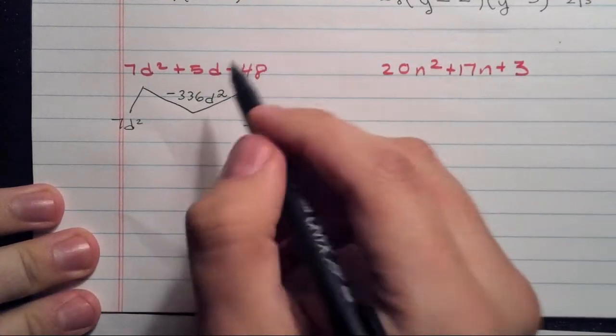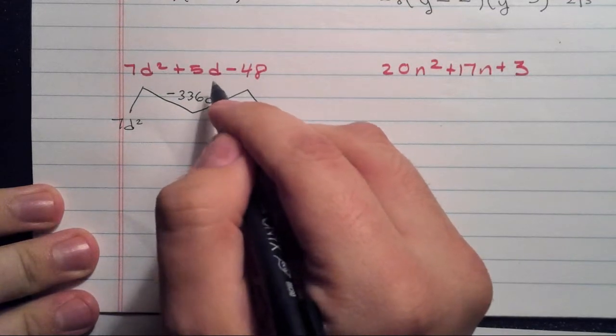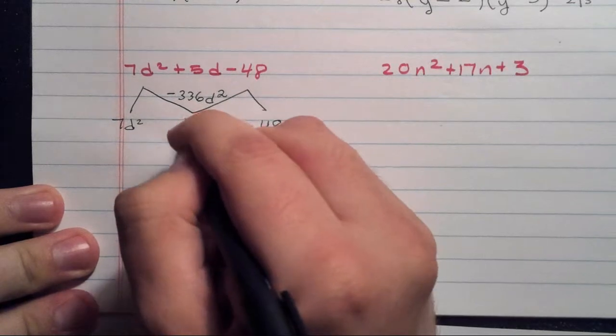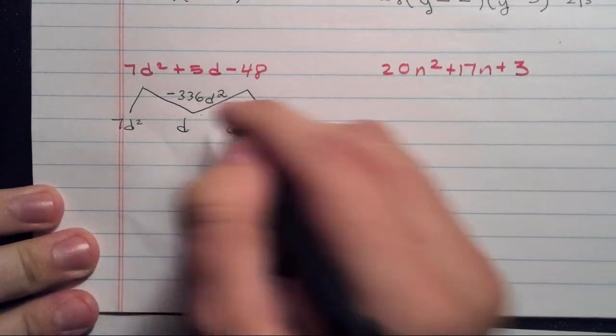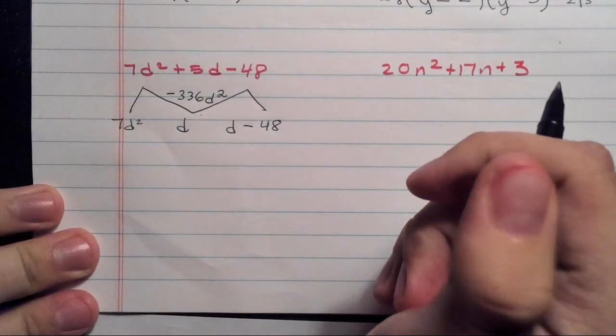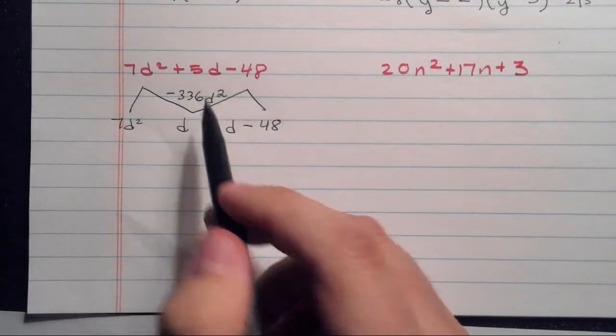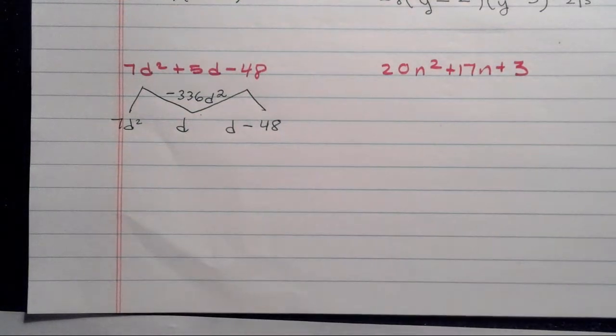Now, most of these problems we see, dealing with the variables is trivial. If I have two things that add up to 5d, that needs to be d and d. d times d is d squared, so all of that works out well. But what's really tricky here is finding numbers that multiply to negative 336 and add up to 5.